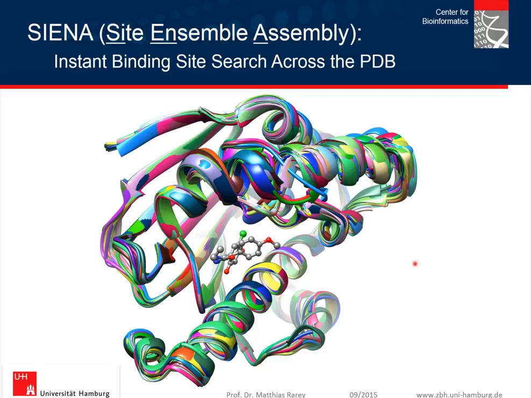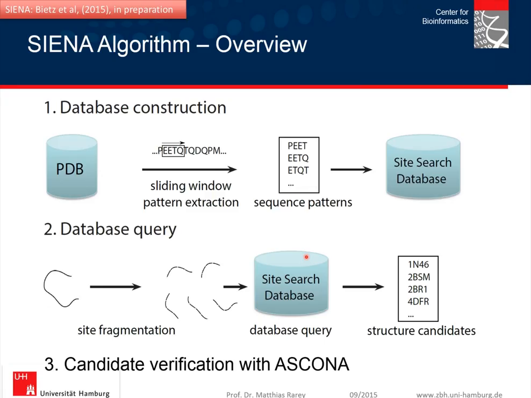Okay, you can imagine that with ASCONA we solved the key question for addressing this problem, and I will just give you briefly an idea of what we have to do now. In order to make the approach fast, we construct a certain database, which is related to methods you probably know from sequence searching. So we take the PDB, we have a sliding window, we store short sequence patterns and put them into a database.